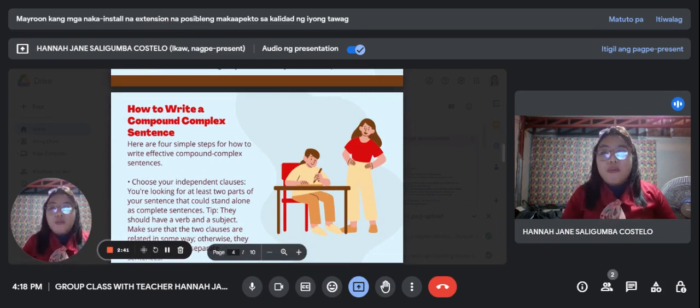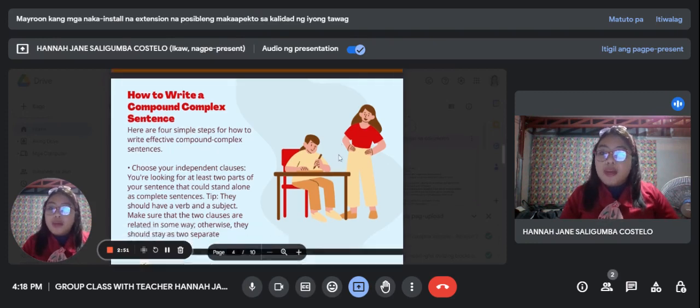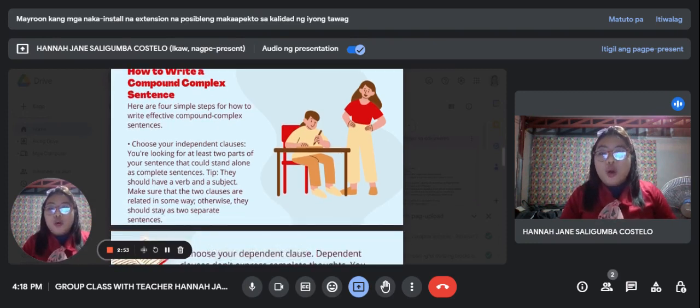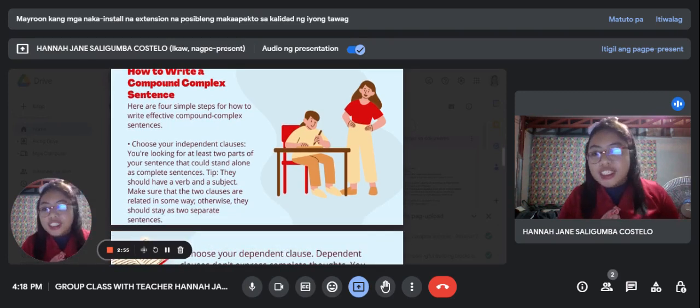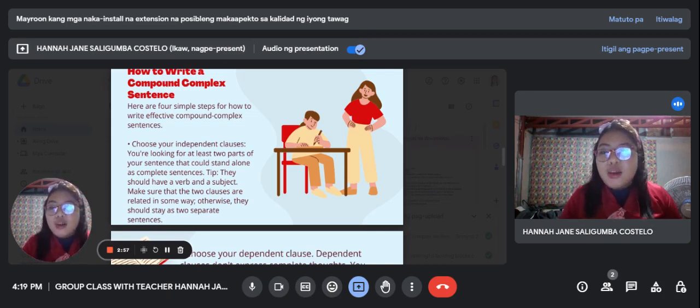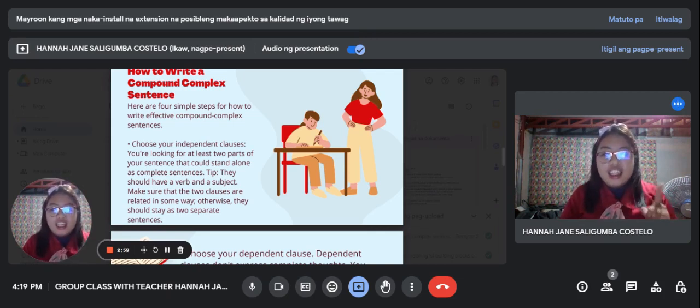How to write a compound complex sentence. Here are four simple steps for how to write effective compound complex sentences. First is to choose your independent clauses. You're looking for at least two parts of your sentence that could stand alone as complete sentences. Tip: they should have a verb and a subject.